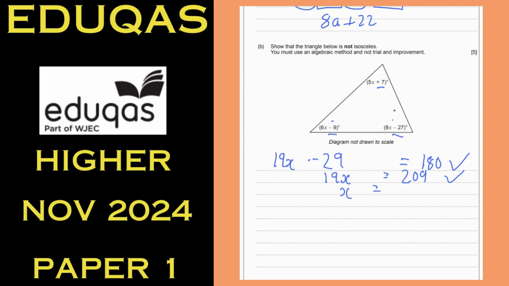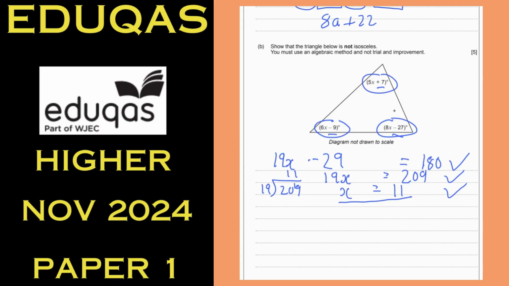Divide both sides by 19. It's not the worst bus stop in the world because 19 into 20 is 1 remainder 1 and 19 into 19 is 1. There you go. You've earned your third mark. You now know the value of x. You can take this value and put it in to each angle in turn and see what happens.